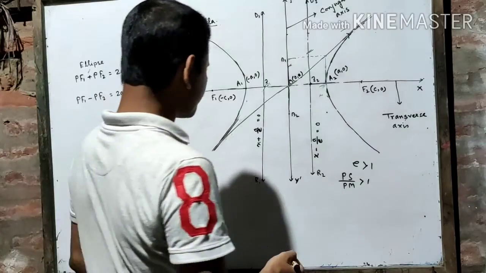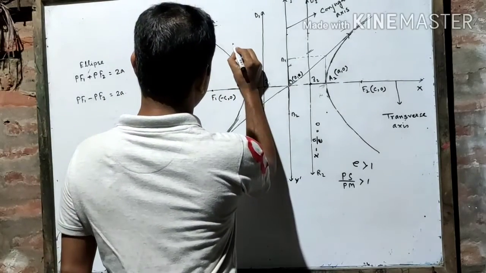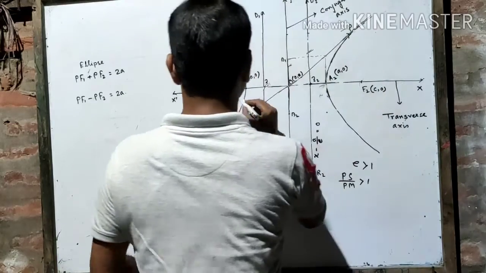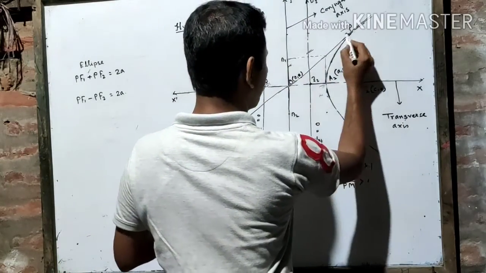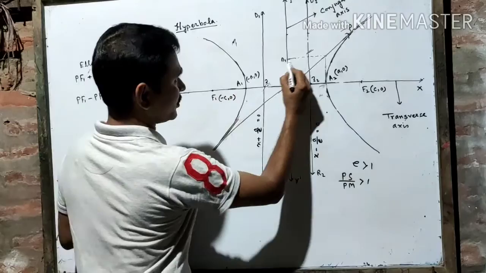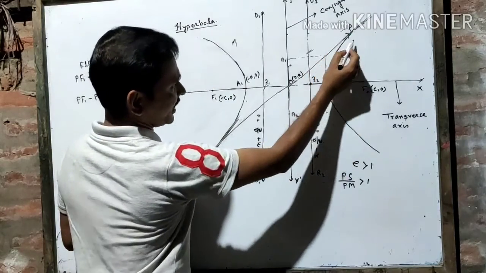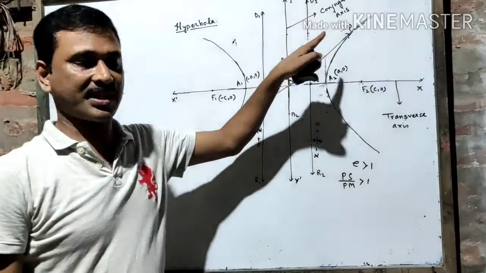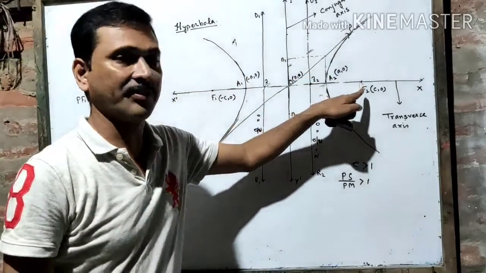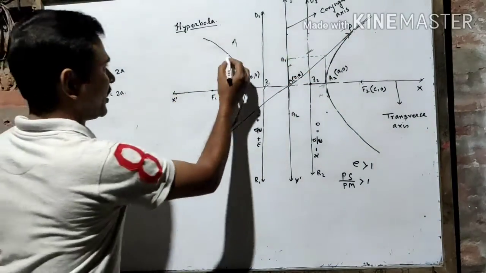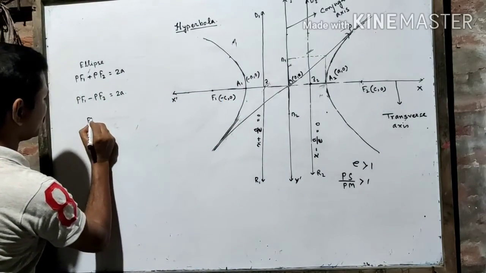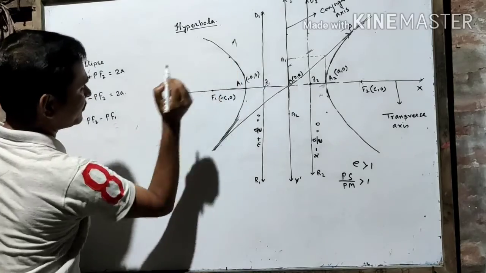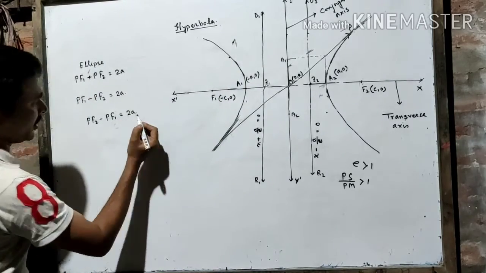Suppose there be a point P. Okay, then this is your PF1, joining P and F1, PF1 minus PF2. Okay, PF1, the larger length is taken first, PF1 minus PF2 is equal to twice a. If the point is here, it will be PF2 minus PF1 is equal to twice a.